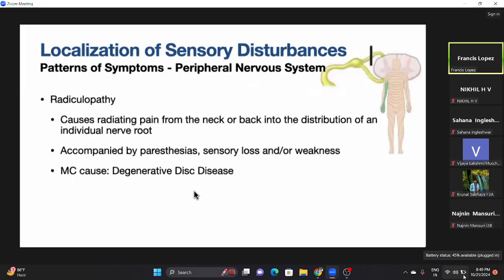So for radiculopathies, radiculopathies typically cause radiating pain from the neck or back into the distribution of an individual nerve root. So this may be accompanied by paresthesia, sensory loss, and or weakness. Compression due to degenerative disc disease is the most common etiology for radiculopathies. Sometimes polyradiculopathies can also be caused by local compression or invasion of malignancies, just like Lyme disease, CMV, and CMV radiculitis for patients with HIV infection.